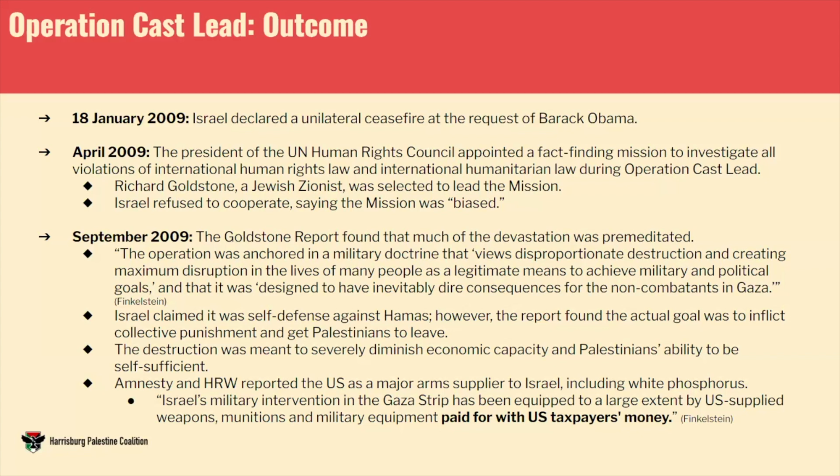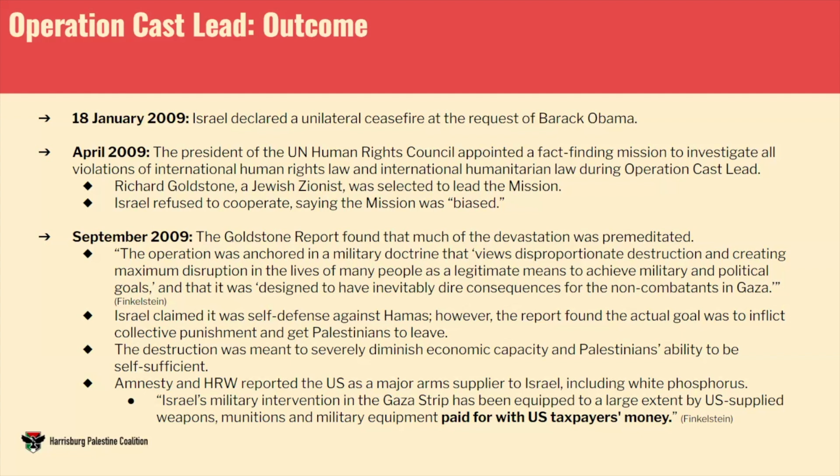But also at the end of this, Amnesty and Human Rights Watch reported that the US was a major arms supplier to Israel, including white phosphorus, which is illegal to use in civilian areas. Israel's military intervention in the Gaza Strip has been equipped to a large extent by US-supplied weapons, munitions, and military equipment paid for with US taxpayers' money.